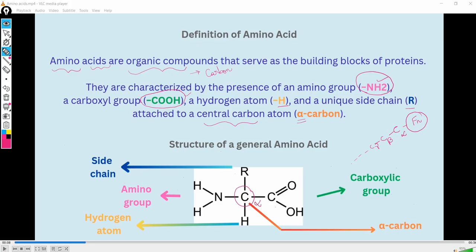Clear? So the overall structure of an amino acid consists of a central alpha carbon atom which is attached to a carboxyl group on one side and an amino group on the other side. Apart from these two groups, it also holds one side chain and the hydrogen atom. So this is the overall structure of an amino acid. Hope this is clear so far.